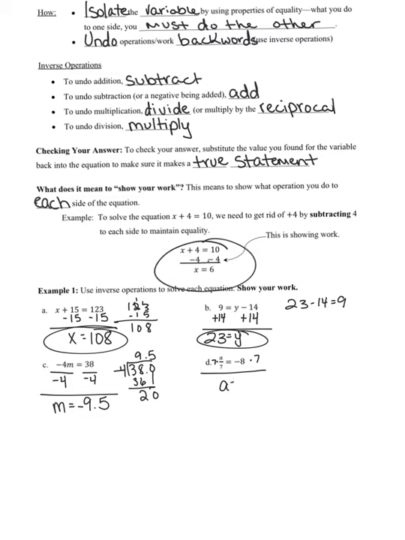Multiply by 7. And so I've got negative 8 times 7. Negative times a positive is a negative. And 8 times 7 is 56. And I can check this here by substituting negative 56 in place of a. Negative 56 divided by a positive 7 gives me negative 8. So I know that we have solved this correctly.